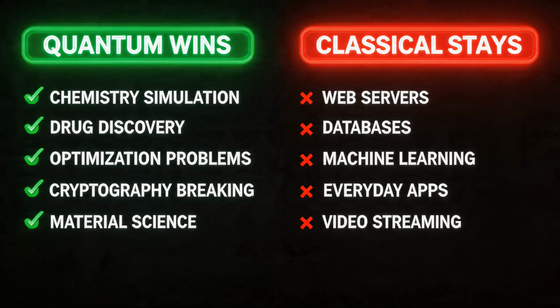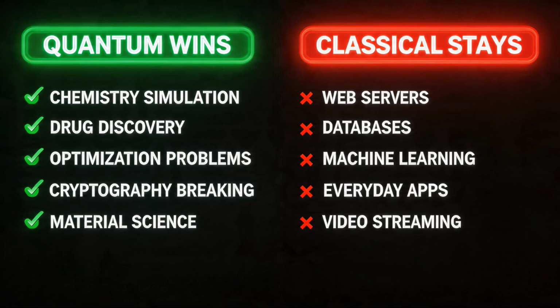Second, optimization problems. Finding the minimum cost route through a network with thousands of nodes. Optimizing a financial portfolio across thousands of assets. Scheduling logistics across thousands of variables. These are problems where the number of possible solutions grows exponentially and classical computers get overwhelmed. Quantum algorithms can find good solutions faster for certain problem shapes.